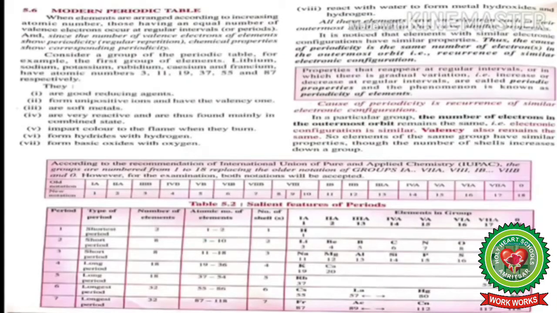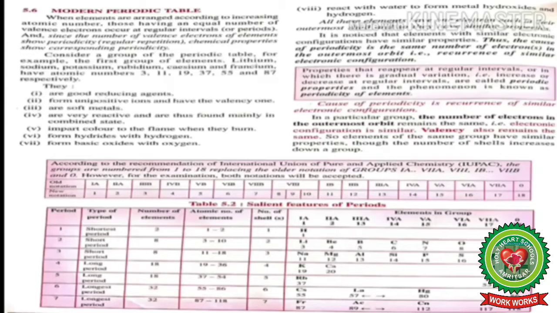Open page number 84 of your concise chemistry book and start reading with me. Modern periodic table. When elements are arranged according to increasing atomic number, those having an equal number of valence electrons occur at regular intervals or periods, and since the number of valence electrons of elements shows periodicity, that is regular repetition, chemical properties show corresponding periodicity.